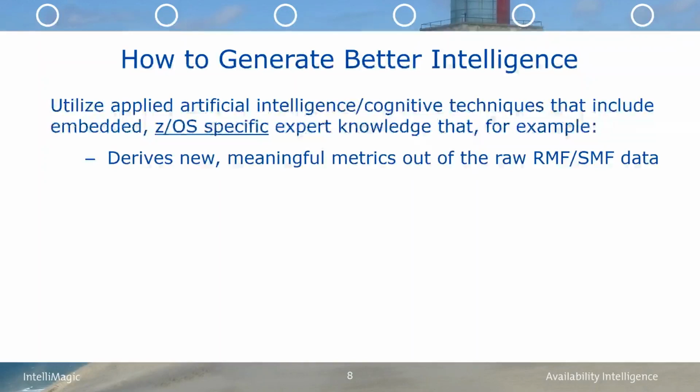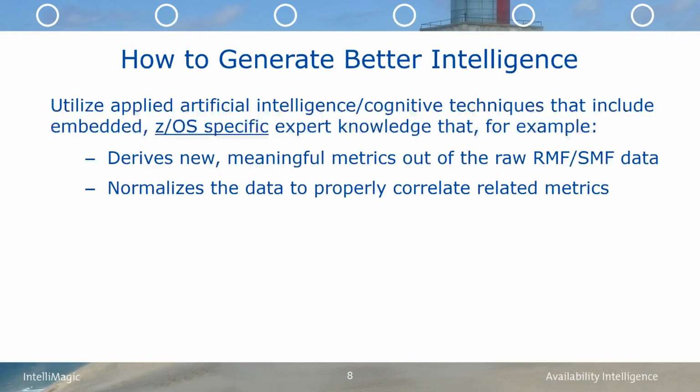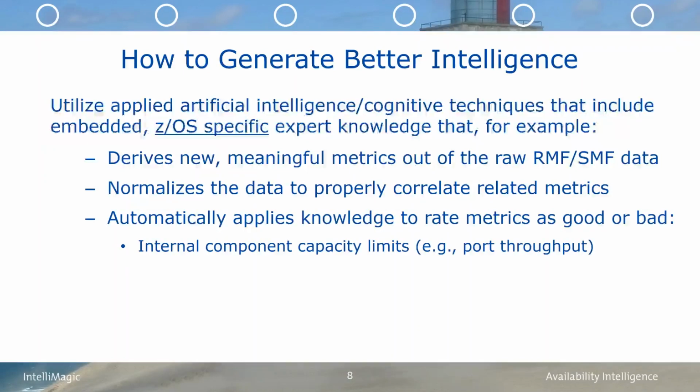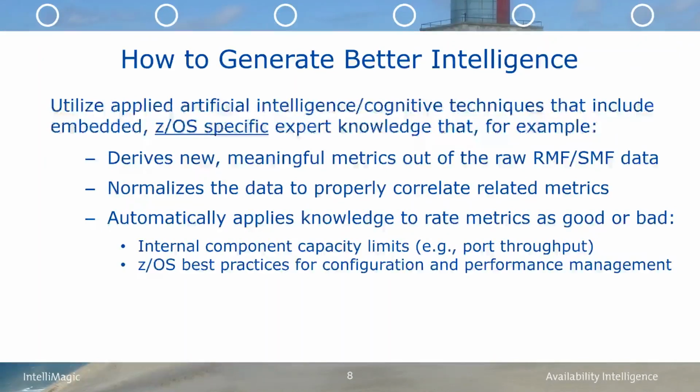Doing this, you can actually derive some new, meaningful metrics out of the raw SMF data that you don't have just out of the RMF data. You can normalize the data and properly correlate it across different environments, different time zones, and so forth. You can automatically apply this knowledge to rate them as good or bad. For example, in the storage environment, what are the capacity limits of the internal components there, like port throughput? If you know that and can apply it, you can continually measure it and raise a flag as it approaches a level of utilization at which it will start to introduce delays into the environment. So you can see that early. That's a great example of what we're talking about.